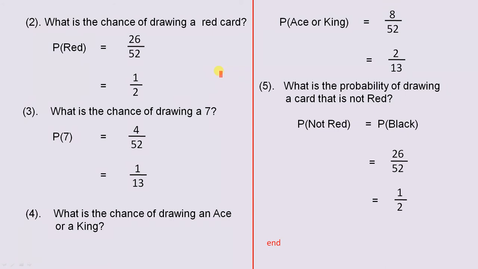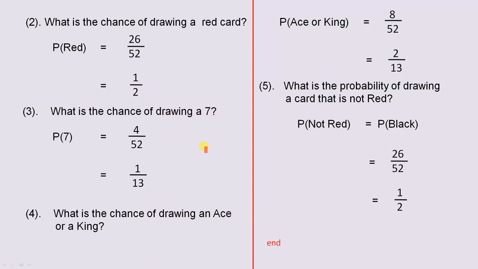What is the chance of drawing a red card? The probability of a red is 26 over 52, because you've got 13 diamonds and 13 hearts, that's 26 reds altogether. 52 gives you the total number of cards. 26 over 52 is a half. So the probability of drawing a red is a half.